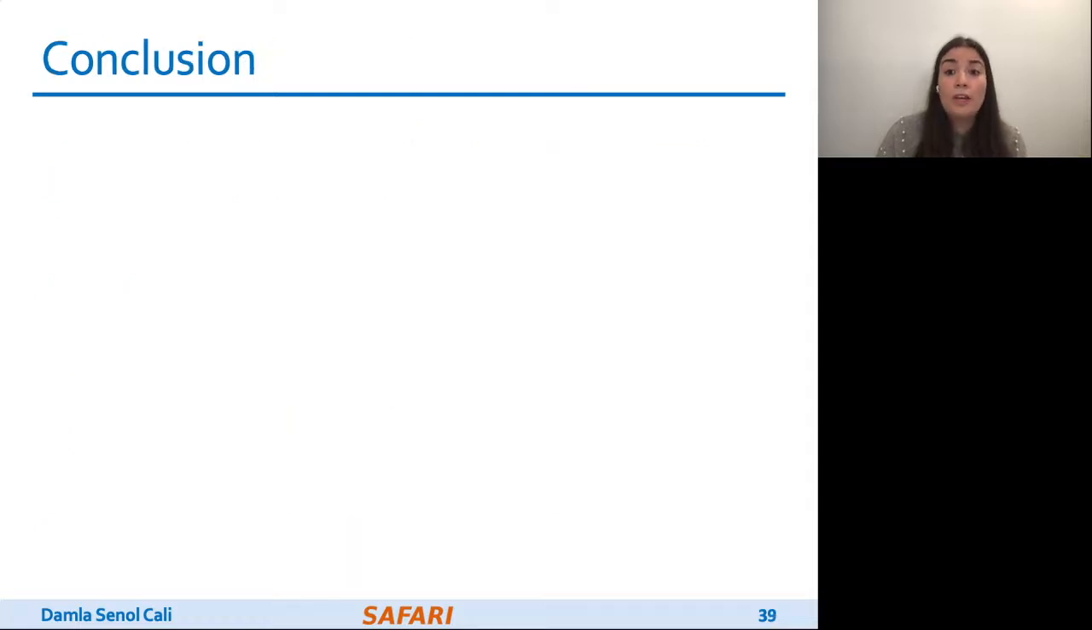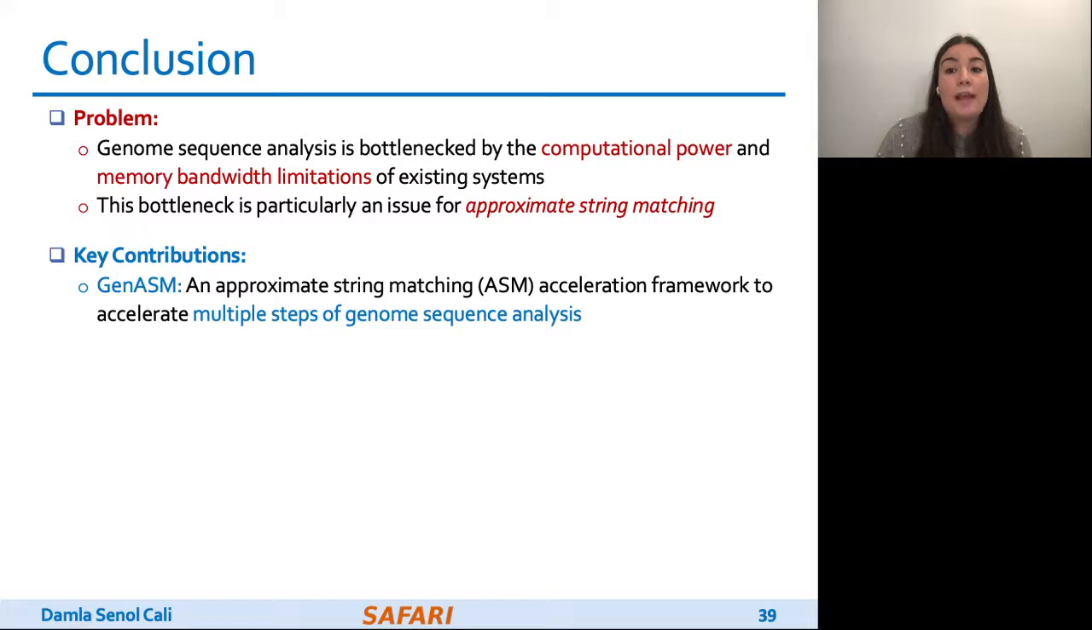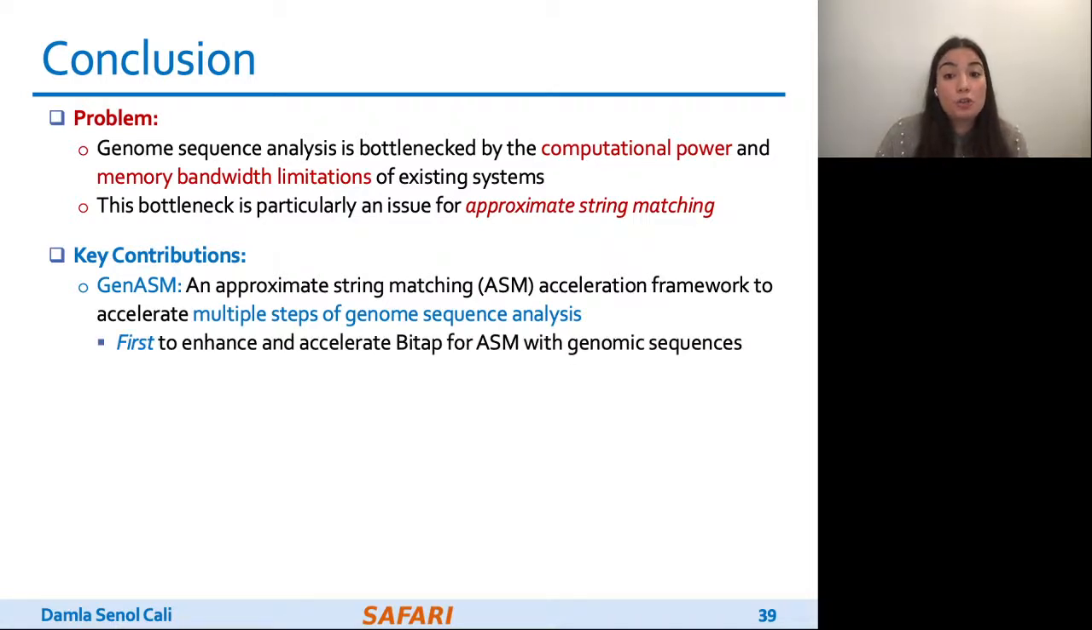And to conclude, in this work, we focus on approximate string matching because it is one of the main bottlenecks of genome sequence analysis. We propose GenASM, an approximate string matching acceleration framework, to accelerate multiple steps of genome sequence analysis. GenASM is the first work that enhances and accelerates BitAP for ASM with genomic sequences.